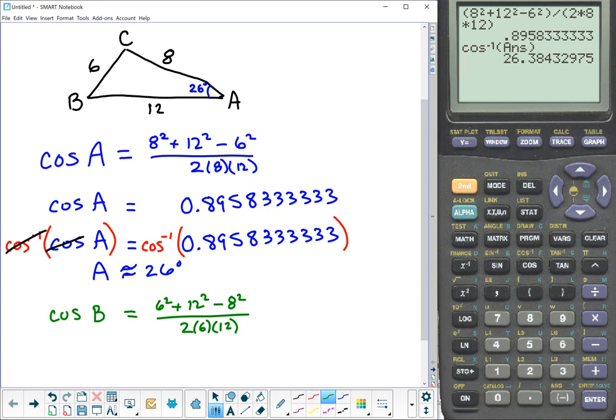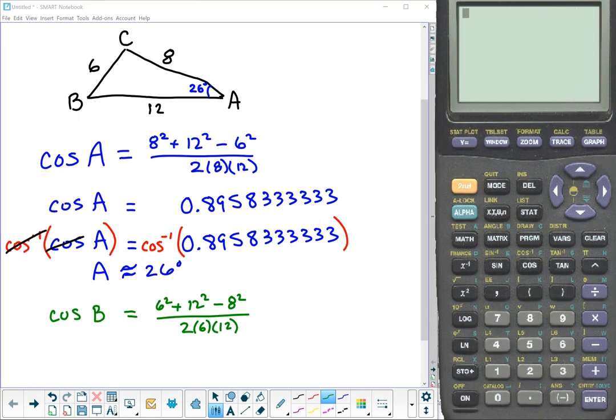All right? You can do this in one fell swoop. If you're really good, you can just do it because you know you're going to have to do inverse cosine. So you could just do inverse cosine and then put all that in. Inverse cosine of what? I'm going to start with parentheses 6 squared plus 12 squared minus 8 squared. Close that parentheses off. These two parentheses right here go together, right?